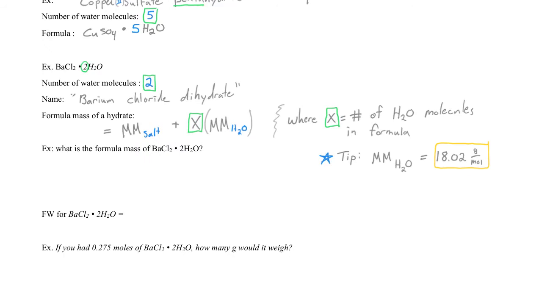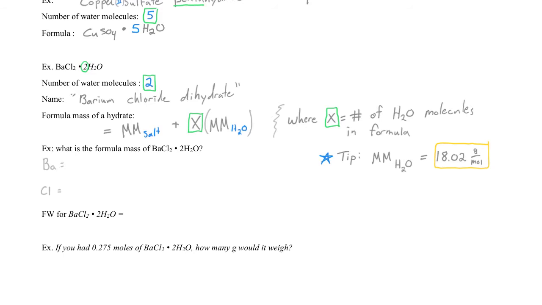Here's a quick tip for you. Because we use the molar mass of water so frequently in calculations, it's really handy to know what it is without having to recalculate it each time. So you might want to remember that it's 18.02 grams per mole. And of course, we get that when we add 2 hydrogen atomic masses to 1 oxygen atomic mass. Oxygen is 16, and each hydrogen is 1.008, so that gives us a total of 18.02 grams per mole for water.